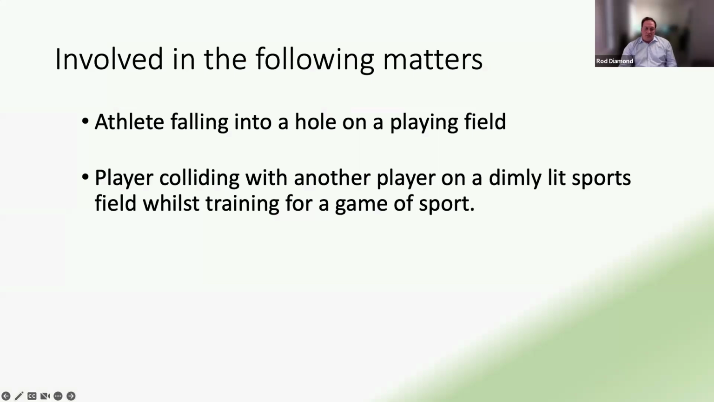Just to finish off with, there's just a couple of matters I was involved with regarding sport. The first one was an athlete falling into a pothole on a playing field. So that comes back to who conducted an inspection on the ground prior to the game being played. Was it the council? So was it the council's fault, or was it the Sports Association? Therefore, was the Sports Association negligent in not inspecting the ground prior to the game being played?